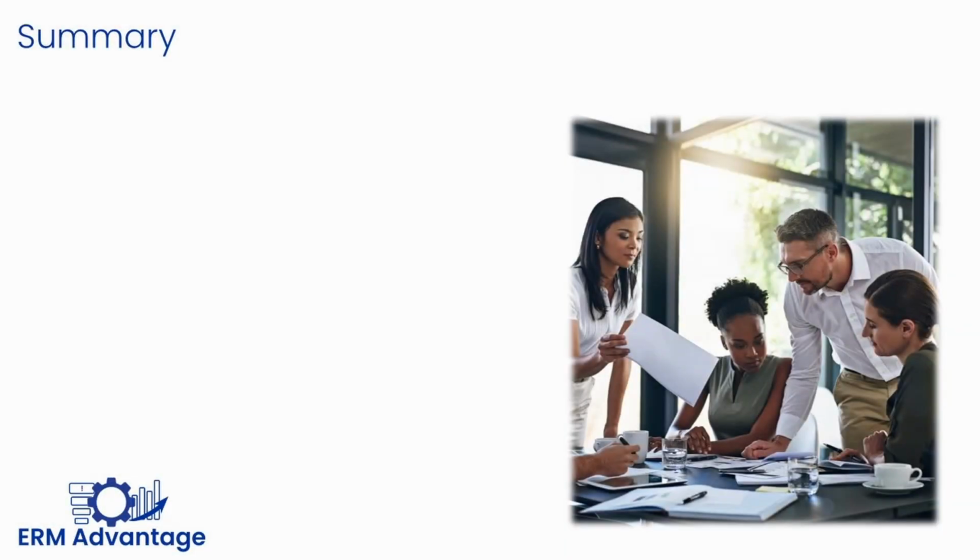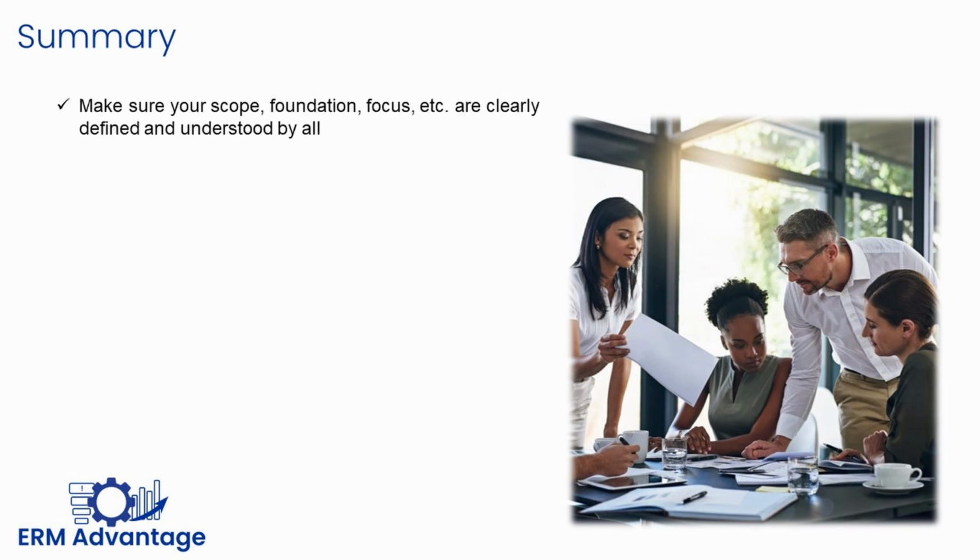Okay, so let's just summarize the points we've covered today. First, for any assessment, make sure that your scope, foundation, focus, etc. is clearly defined and is understood by all of your participants. Be smart about organizing the list of business functions. Where there are, again, homogeneous processes, you could combine those processes, and where there are particularly complex areas, you'll obviously want to break those up into different functional areas because different people will represent those processes.